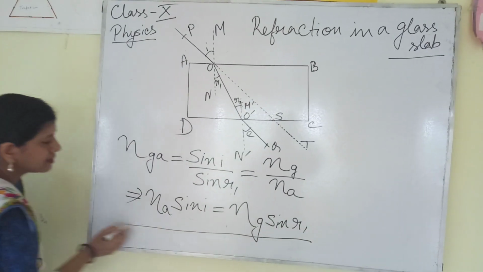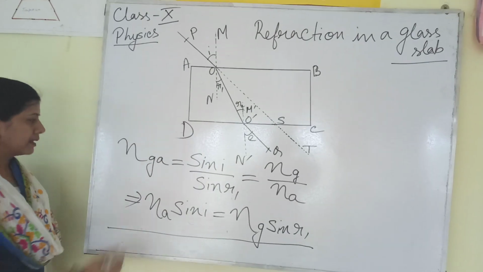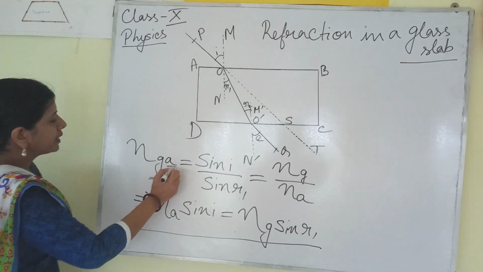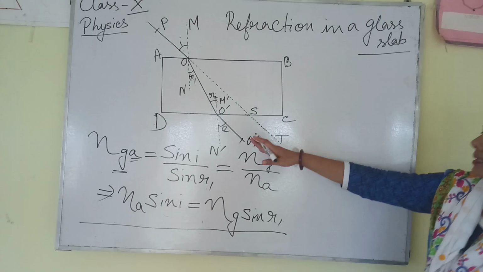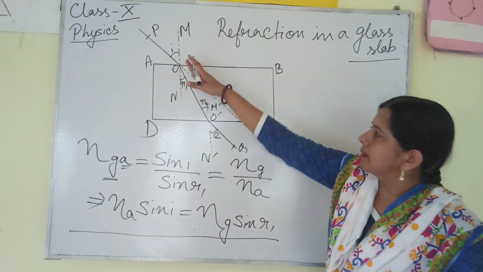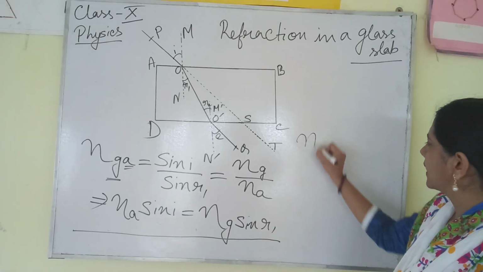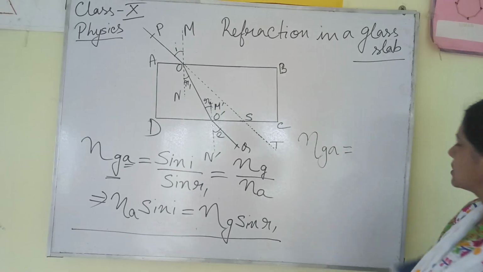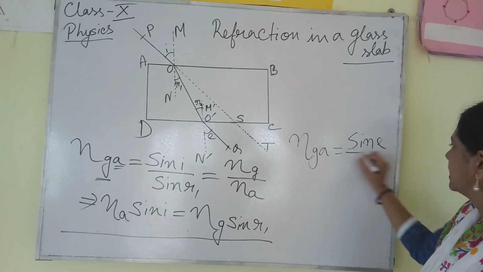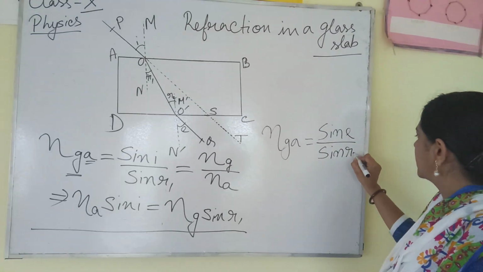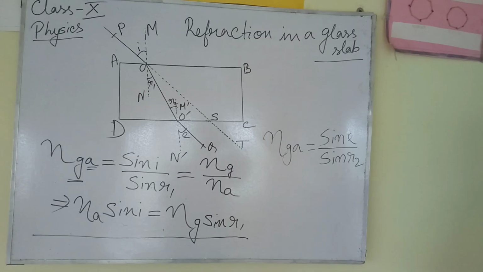This one I have seen when the light is entering from air to glass, that is the refractive index of glass with respect to air. Now, if I consider this ray of light, it is also entering the glass slab from air. So at this point, my refractive index of glass with respect to air will be what? It will be sin E by sin R2. Here this one is the incident angle and this one is the refracted angle.